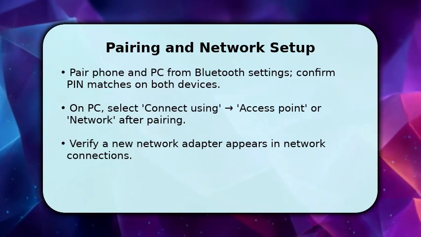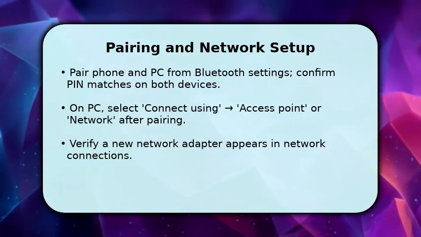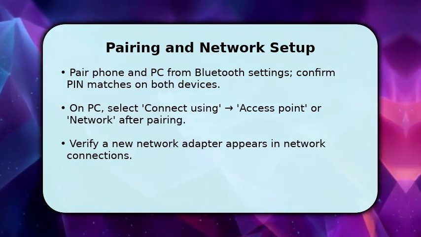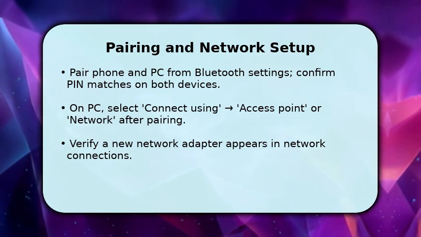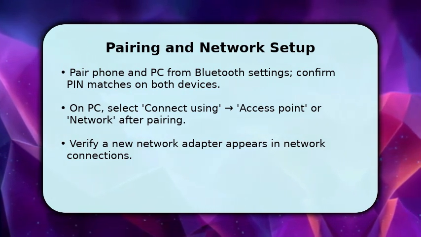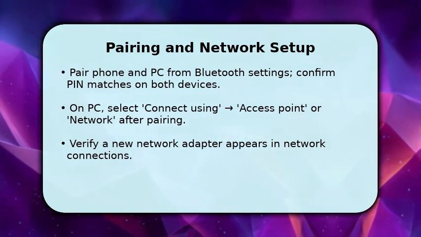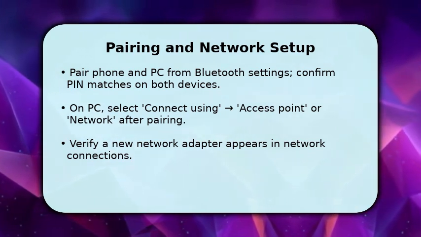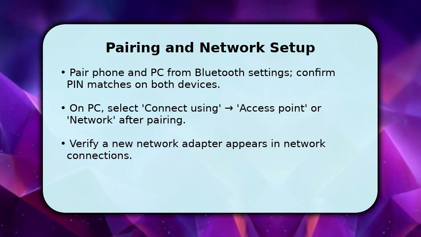After pairing, you must explicitly connect to the phone's network service. Pairing alone doesn't enable internet. On the PC, right-click the paired device and choose the network or access point connection option, because that tells Windows or your OS to use the phone as a gateway. If your OS prompts, allow the connection and assign metrics automatically, so routing prefers the Bluetooth link.